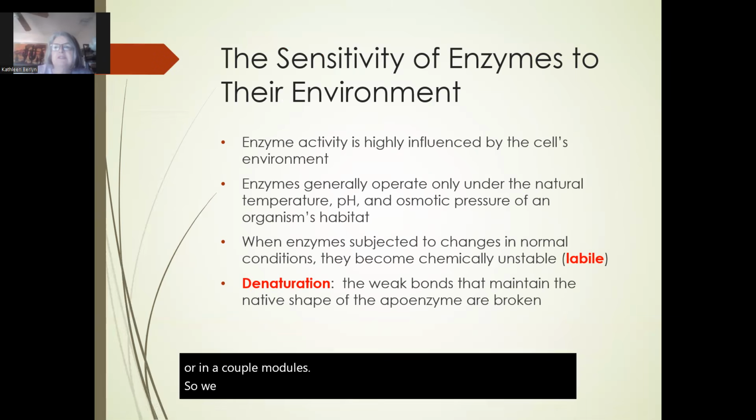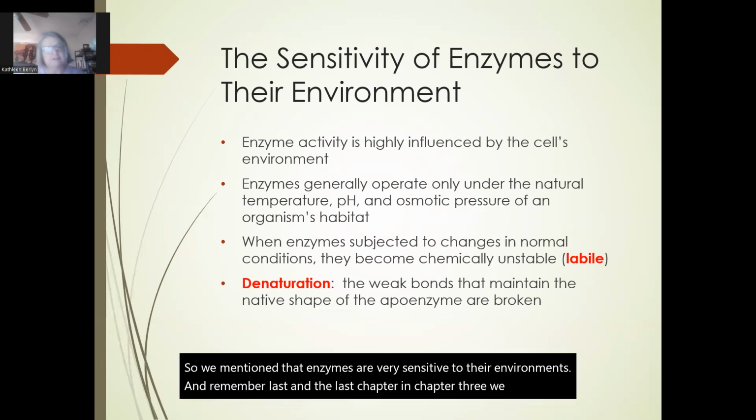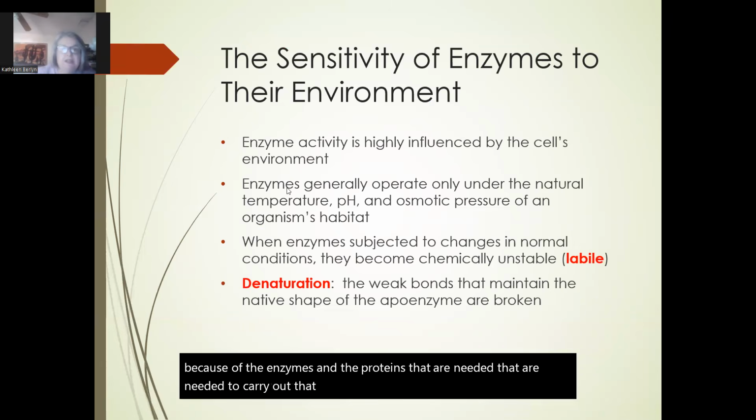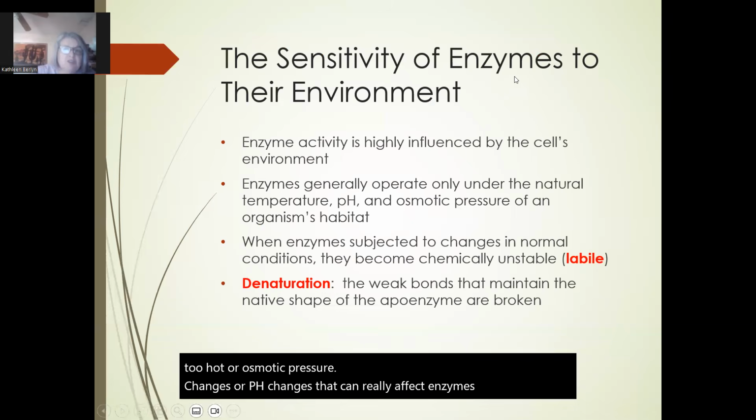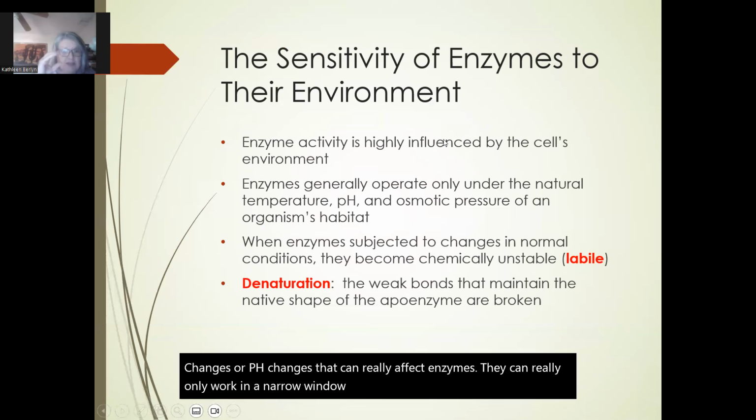So we mentioned that enzymes are very sensitive to their environments. And remember in the last chapter, in chapter 3, we talked about the effects of temperature and pH on cells and cell growth. And a lot of the reason that cells are so sensitive to temperature and pH is because of the enzymes and the proteins that are needed to carry out that activity. So if the temperature gets too hot, or osmotic pressure changes, or pH changes, that can really affect enzymes. They can really only work in a narrow window or a narrow range. We talked about temperature. Remember, we had the minimum, optimum, and maximum temperatures that cells can live in and grow in, and a lot of times that's because the enzymes that they have need those particular temperatures.